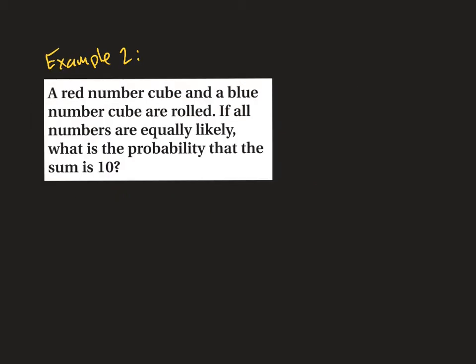Here's a slightly more complicated example. A red number cube and a blue number cube are rolled. So basically a red die and a blue die. If all numbers are equally likely, what is the probability that the sum is 10?